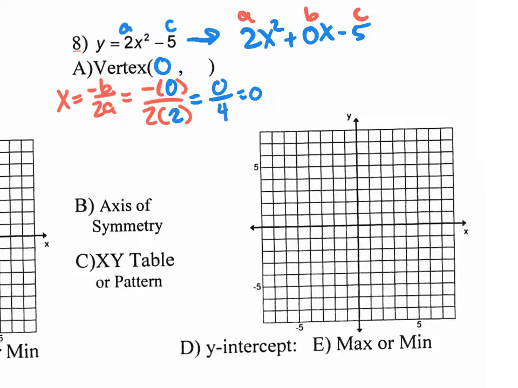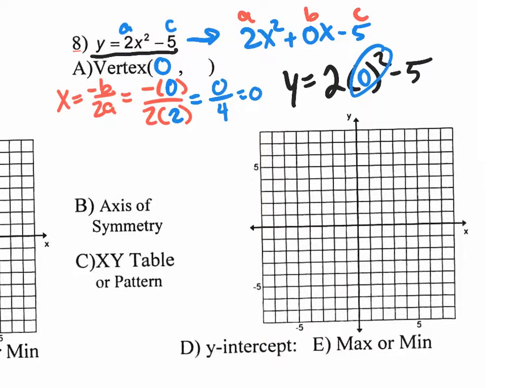So how do we find our y value if we already know our x? Simply plug it in. So I would rewrite the above equation, y equals 2x squared minus 5, and plug in that 0 for x. 0 squared is 0. This becomes 0, and then 2 times 0 is 0. So you have 0 minus 5. That's just minus 5. So the vertex is really (0, negative 5).